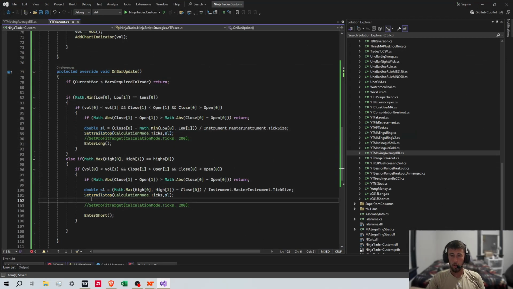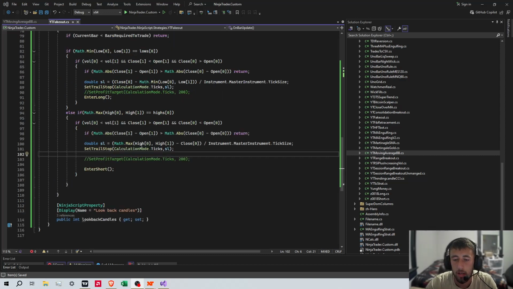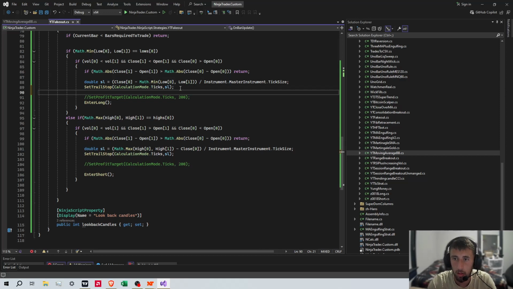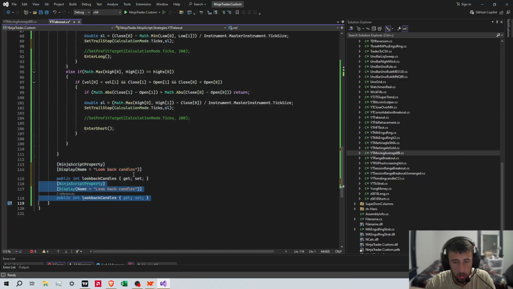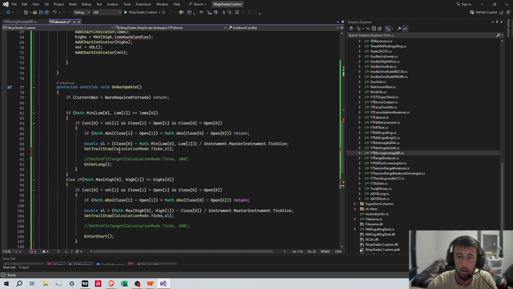Alright, so I think we'll just add a... I mean, my two ideas were this or adding a risk to reward, which we can do pretty easily just by doing risk reward, RR.